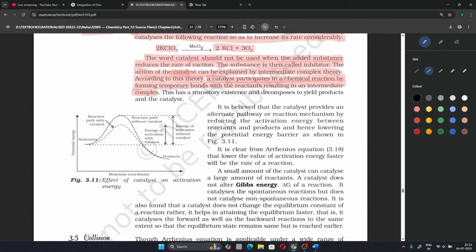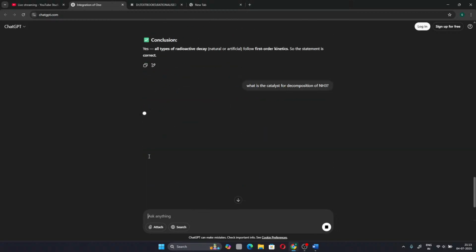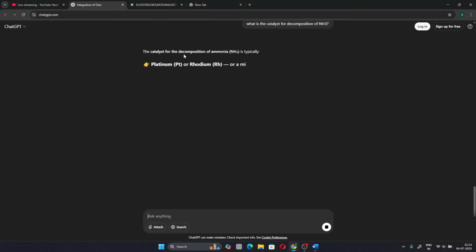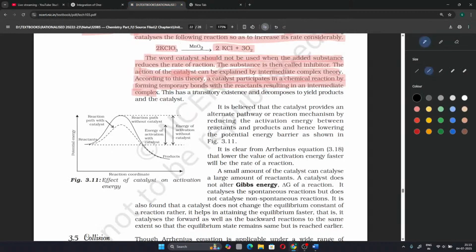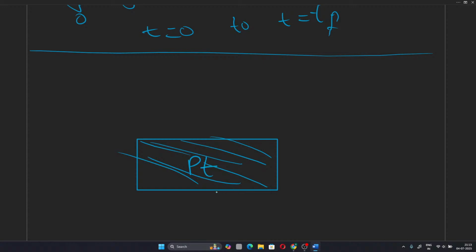They called it the intermediate complex theory. What is the catalyst for decomposition of ammonia? Yeah, it's platinum. This is the platinum surface, and here ammonia gets concentrated.